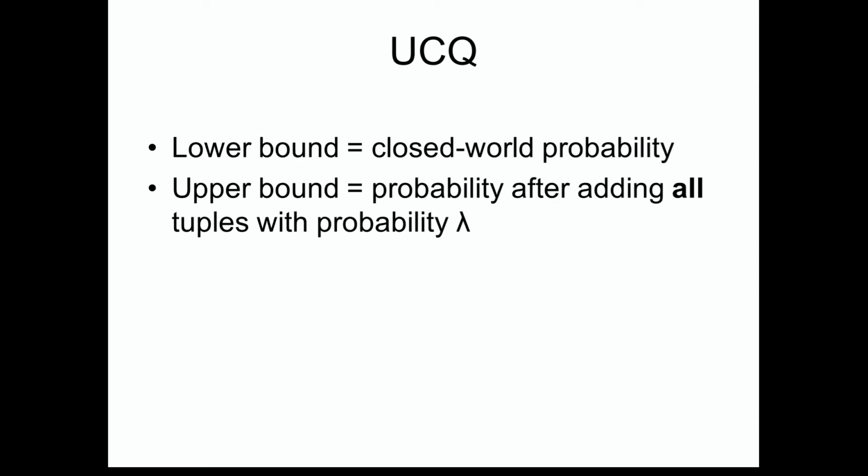How do we compute these things? Well, the lower bound probability for UCQs is just the probability of the query on the database without adding tuples. This is our closed world probability, and Dan knows how to compute this very efficiently. The upper bound is also easy to compute in the sense that we can add all of our tuples with probability lambda to the database and then compute the probability of our query. And this gives us an upper bound because of UCQ being a monotone sentence. You mean all tuples? You mean all these 200 exabytes?